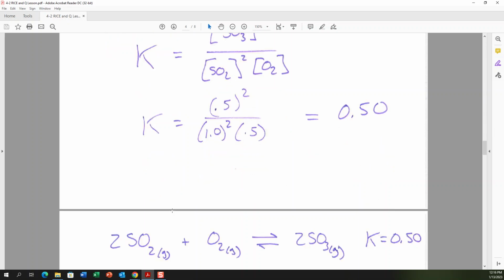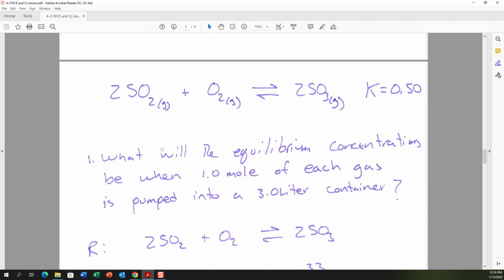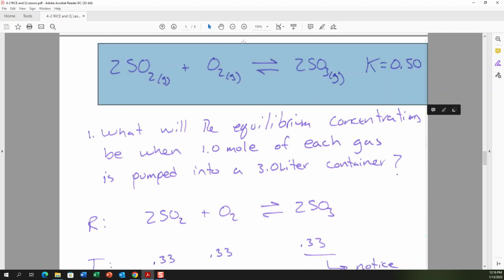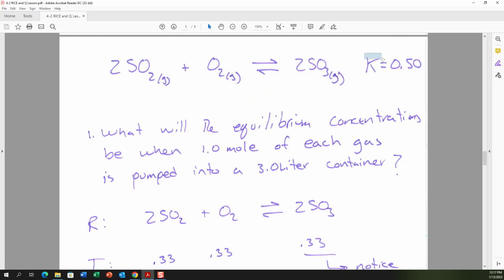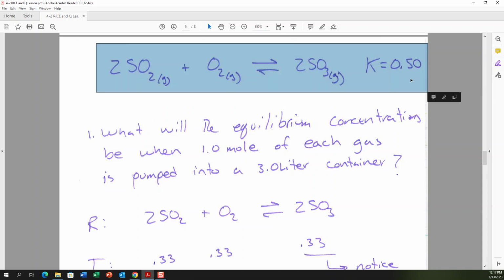Okay. So now let's show a similar kind of setup, but where a Q calculation would come in. Now notice we're given the equation, and the reaction must be happening at the same temperature as the previous problem, because notice the K value is the same. And remember, the only time K changes is when temperature changes. So we're given the reaction this time, and we have a K value. So that's kind of a clue.